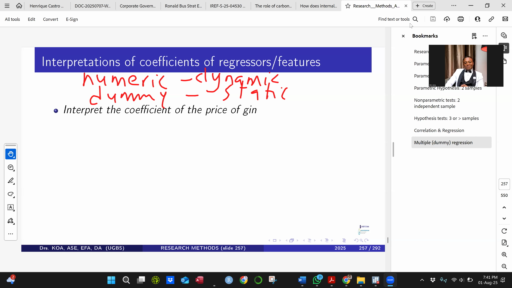Why did I use reduces? Why reduces? Grace. Because it's negative.